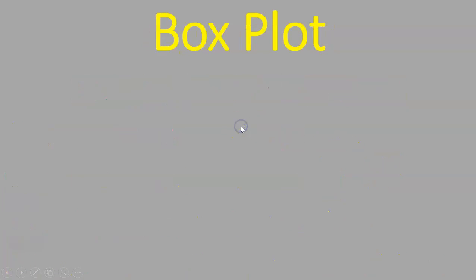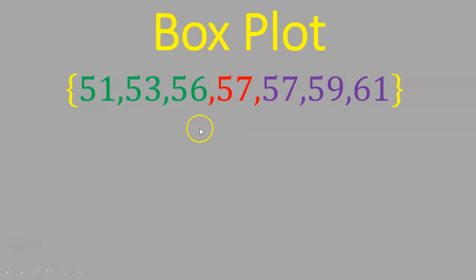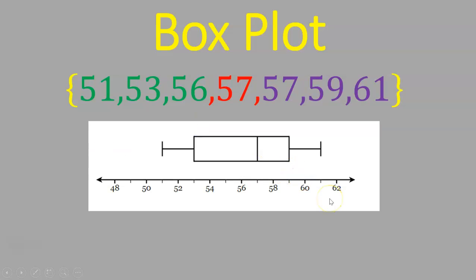So looking at an actual box plot, same set. Here's the box plot. So the minimum, 51, is here. You can see the plot there. The maximum is on the other side. And 53, the Q1, remember that from the previous slide, it's the beginning of the box. 57 is the median, which is this slash in the middle of the box. And then 59 is Q3.